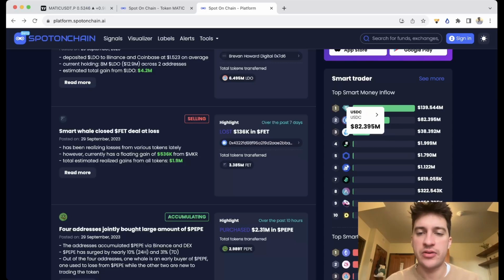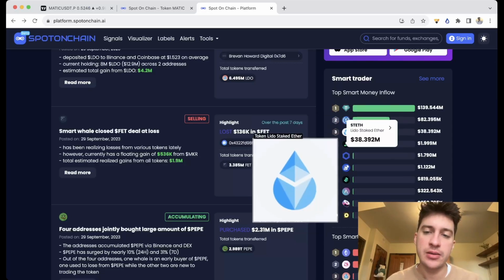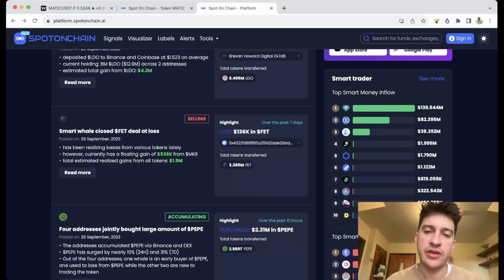However, not that it matters on USDC and USDT, but it seems like these had a lot of inflow.